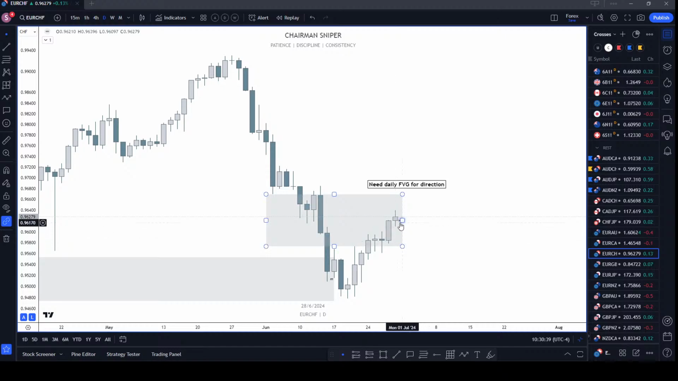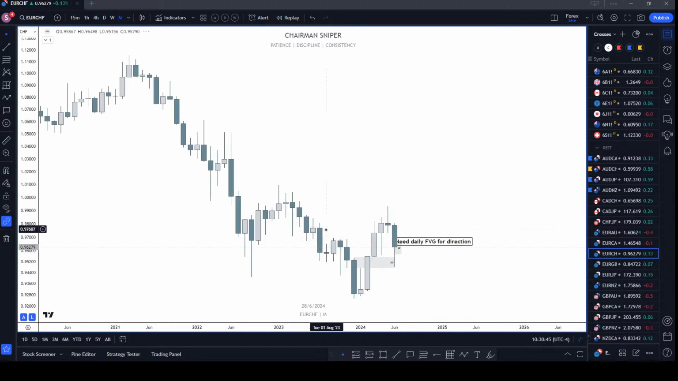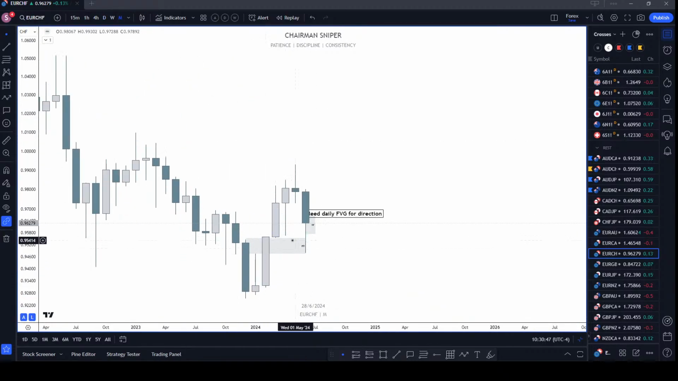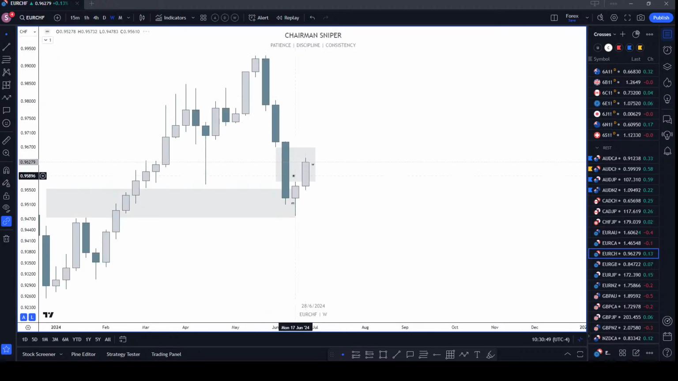On your chart, you can see I said need daily fair value gap for direction. The reason for this is because we were coming off a monthly. As you can see, we're coming off a monthly fair value gap right here, and then we had a weekly fair value gap opposing that monthly fair value gap, right? So this would be our first line of defense on this time frame, that weekly fair value gap.